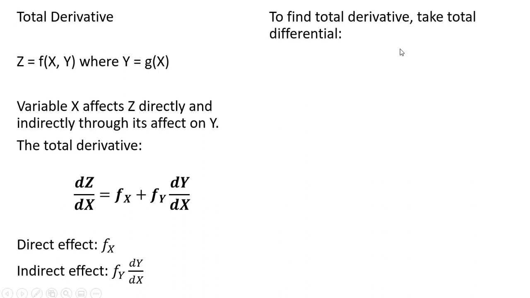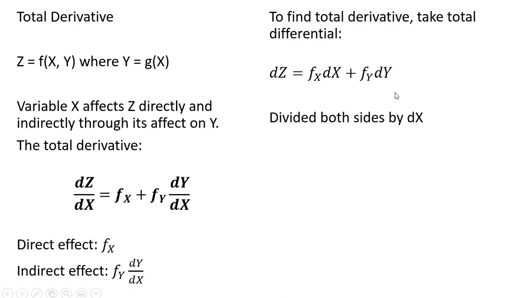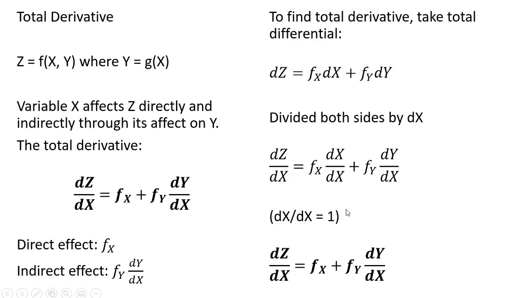We can derive the total derivative by taking the total differential of this function. So here's the total differential. Now we're just going to divide both sides by change in x, or dx. And this term right here, dx over dx, is just 1. And that is our total derivative result.